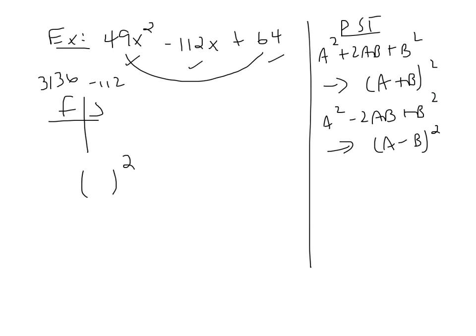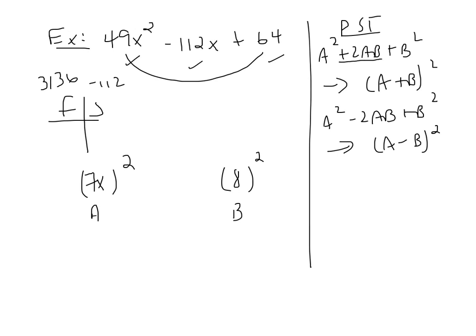Is the first term a perfect square? Is there something we can square to get 49x squared? And the answer is yes, we can square 7x. That's what we call A. We then see, okay, is there something that we can square to get the last term, 64? And the answer is yes, 8, and that we call B. That's the first criteria. So we have a squared, we have b squared.